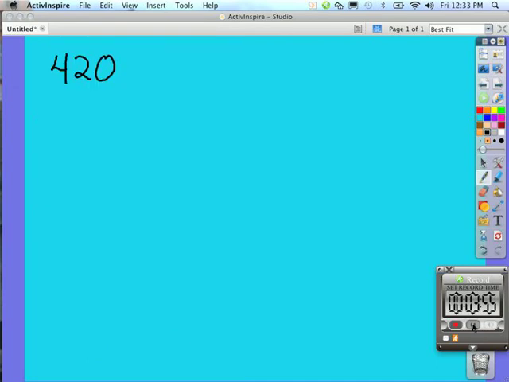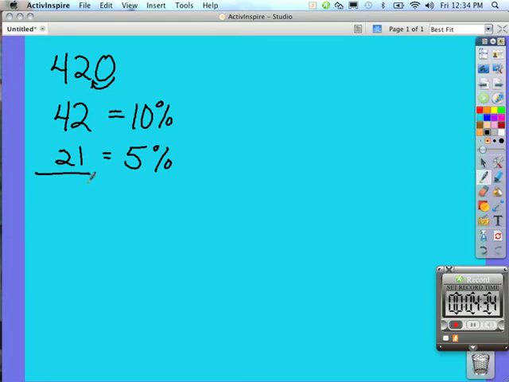Okay, we've already said that 10% of 420 would be 42. That's easy. We just moved the decimal over. Well, what if we wanted 5%? Well, 5% would just be half of 10%. So 5% of 420 would be 21. Well, what if we wanted 15%? Let's mark these: this would be 10%, this would be 5%. If we just take 42 and 21 and add those together, we get 63, which would be 15%.